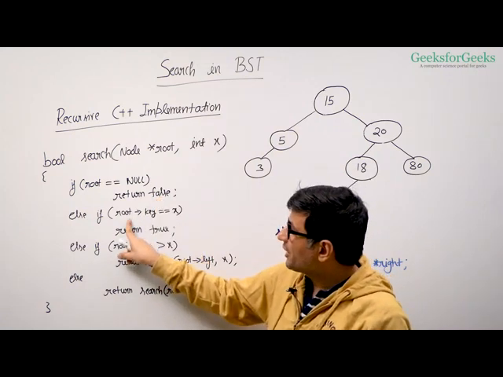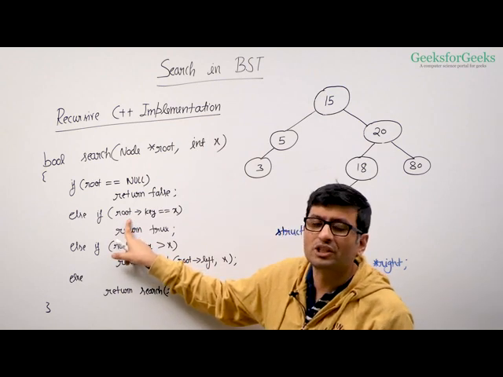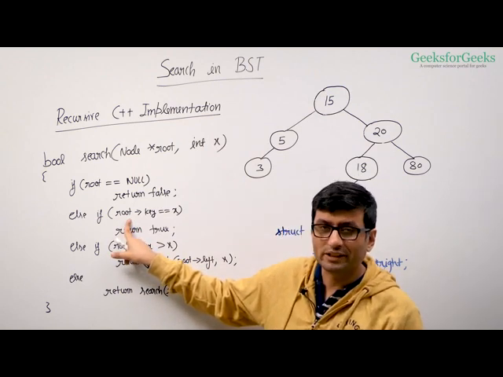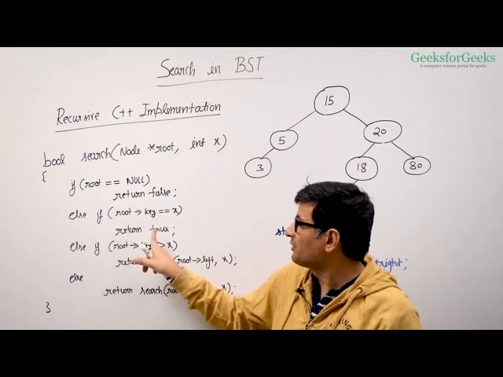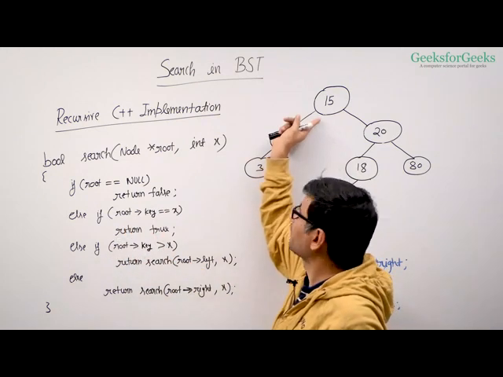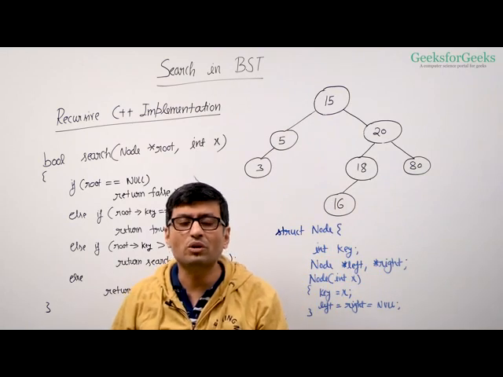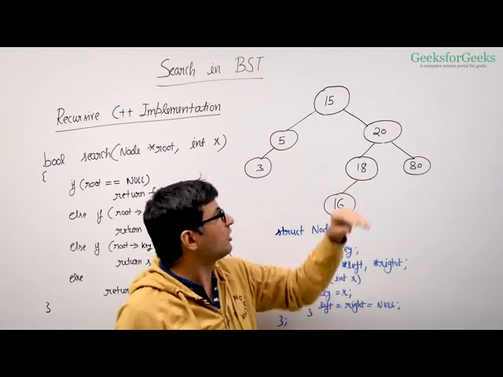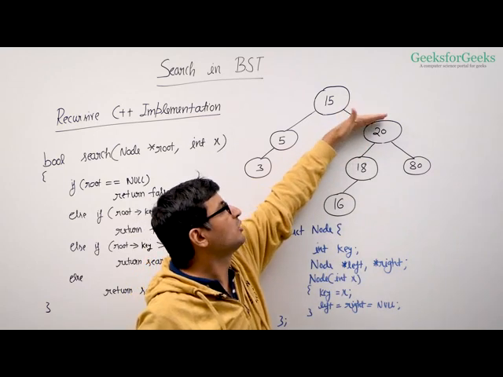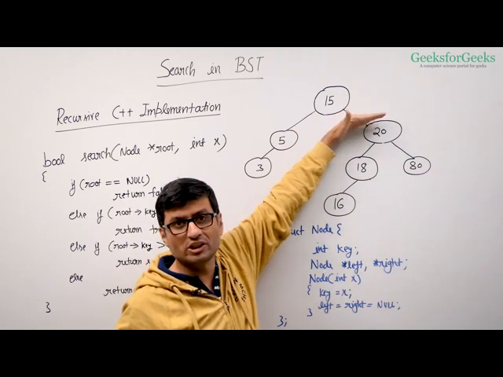Now we check if root itself matches with the given searched value x. If root itself matches, then we return true. For example, if you're searching like 15, right? This is again important not only for root, for other nodes also. Because when you come to 20, you will be recursively calling for 20 and this will be your new root, right?